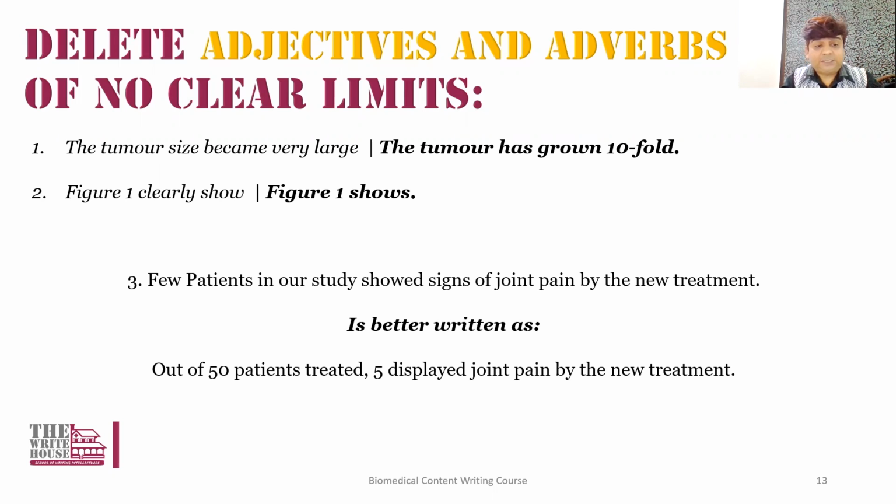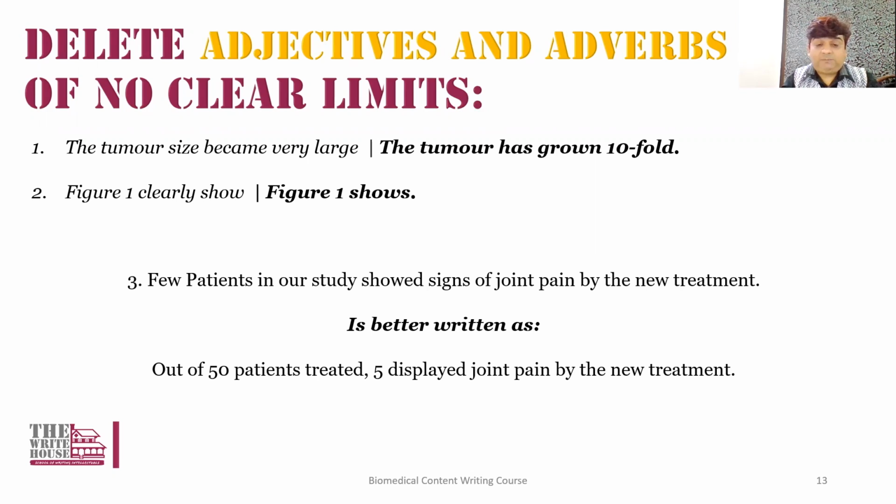Then see the third sentence: few patients in our study showed signs of joint pain by the new treatment. Now, what are these few patients? Whether you have seen 20 patients or 20,000 patients or 1,000 patients. When the person reads this sentence, how can he find out the extent of joint pain, because few patients can be 2 patients, few patients can be 20 patients, and few patients can be out of 20,000. How much is the few?